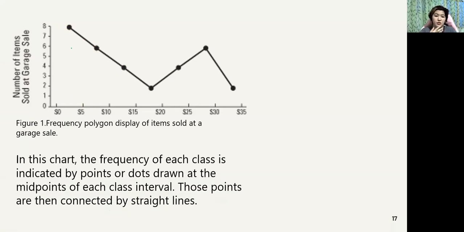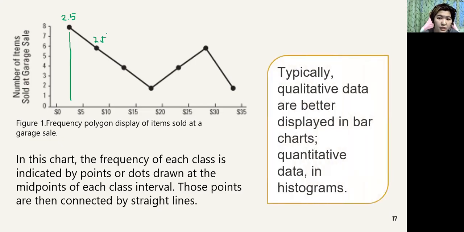Okay? Yan. So, it's drawn at the midpoint of each class interval. Ang class interval nito ay 2.5. So, yung mga nasa gitna. Okay? I-connect natin by straight line. Take note that qualitative data are better displayed in bar charts. Quantitative data in histogram. Okay? Again, for example, ano ba yung mga qualitative data? When we say qualitative data, kunyari, cellphone brand, sex or gender, also program or subject. Okay, those are qualitative. Okay?